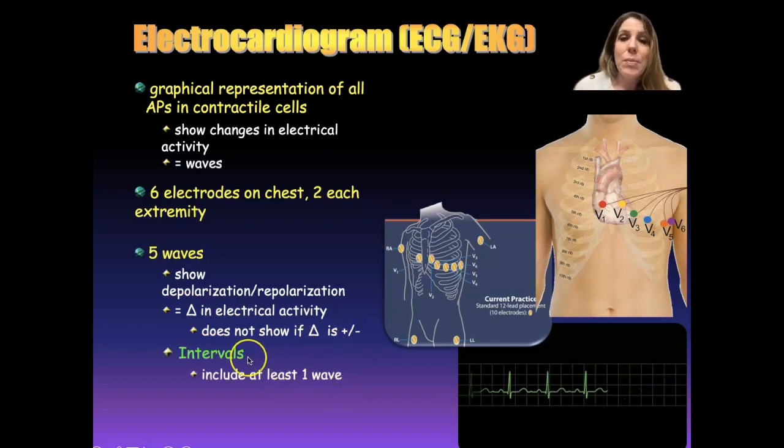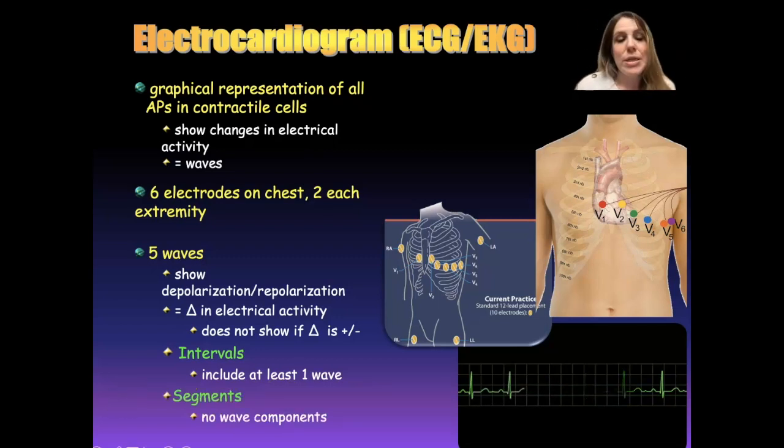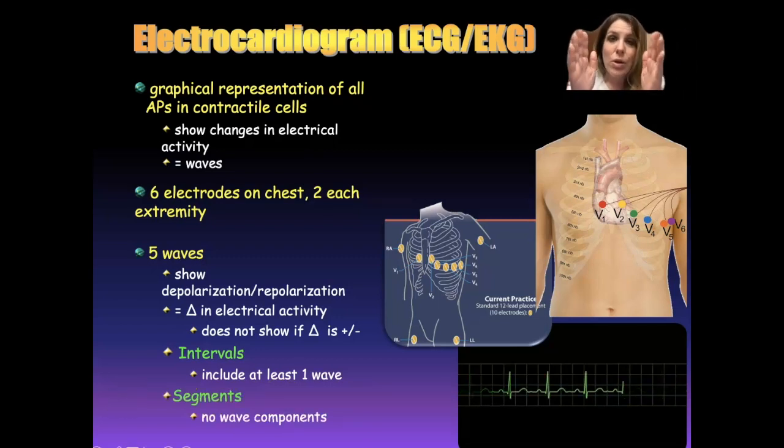You're also going to be able to look at intervals, which are periods of time on the graph that contain at least one wave. And you're also going to be able to look at segments, which is areas of the graph where there are no waves. And so you can look at these. Are they normal? Are they abnormal? Which might help to figure out if there's a pathology going on. So let's break these down and learn about these waves.